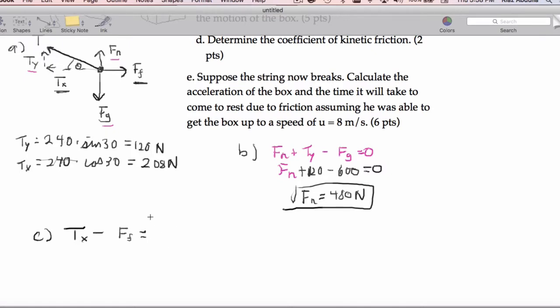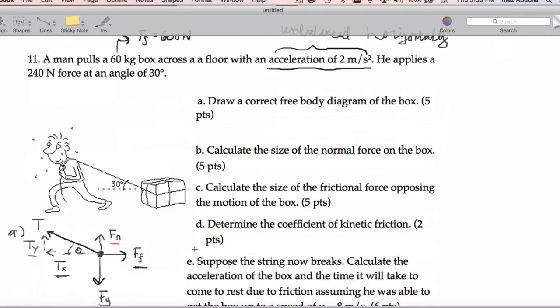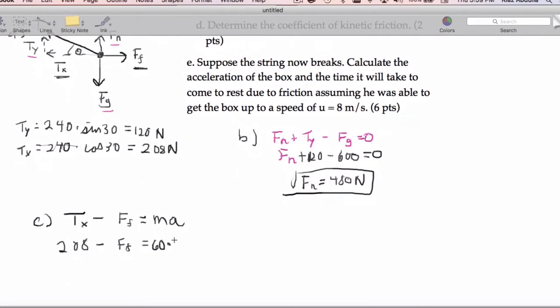Now, there are going to be some exceptions when you take advanced physics, but in this class, we're always going to subtract friction. So that's m times a, because we're unbalanced. So 208 minus the force of friction makes the 60 kilogram block accelerate at 2 meters per second squared. And so what that's going to do is it's going to get us a friction force equal to 88 newtons.